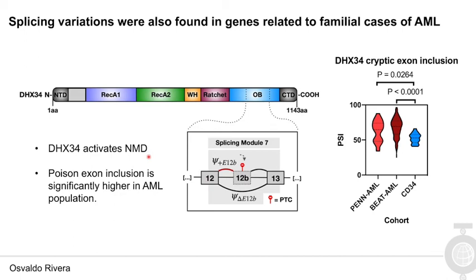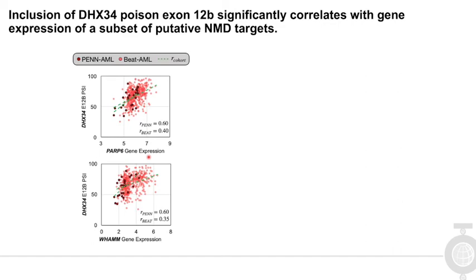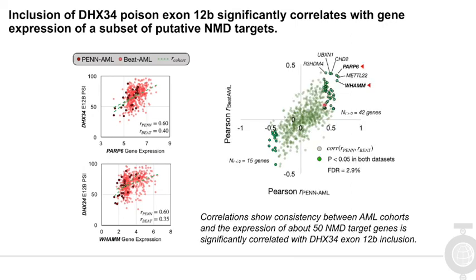Therefore, we looked at the expression of genes targeted by DHX34 for NMD to see if there's evidence of dysregulation of NMD in these patients. Shown here are two plots where we can see the correlation between DHX34 exon 12B inclusion and the expression of genes PARP6 and WAM. These two genes are part of a subset of NMD target genes for which expression is significantly correlated with the DHX34 exon 12B inclusion in both the PENN and BEAT-AML cohorts, as shown in these plots of the Pearson R coefficient values associated with each cohort. These correlations maintain a sense of consistent directionality between AML cohorts.